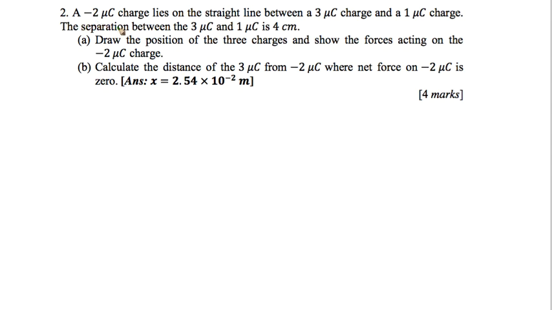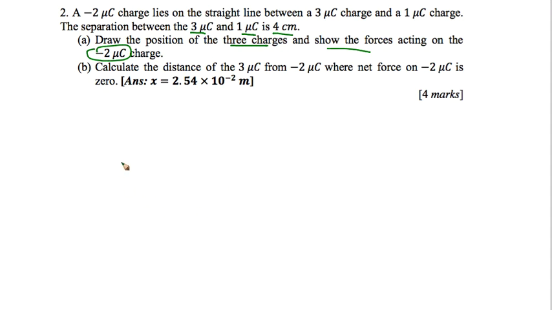A 2 microcoulomb charge lies on the straight line between a 3 microcoulomb charge and a 1 microcoulomb charge. The separation between the 3 and 1 microcoulomb charges is 4 cm. Number 1, draw the position of the 3 charge and show the force X on the charge negative 2.